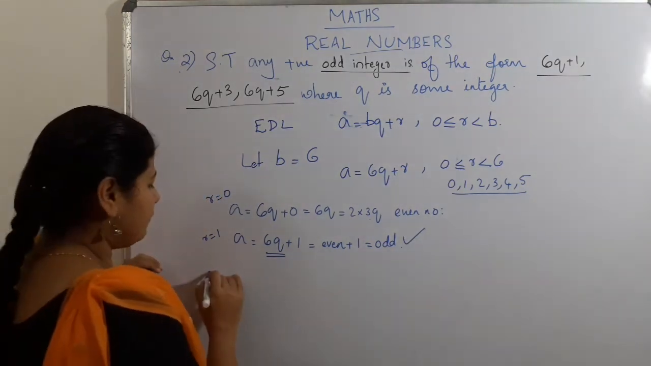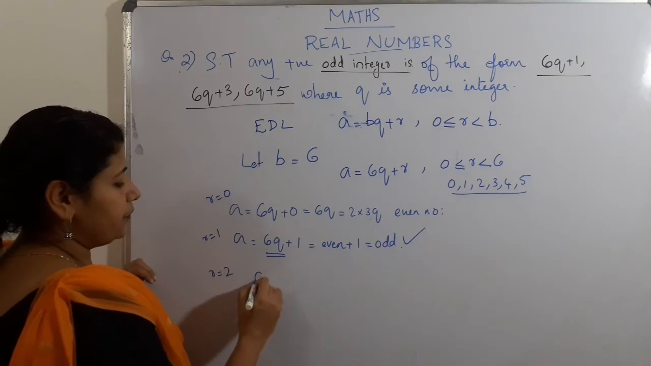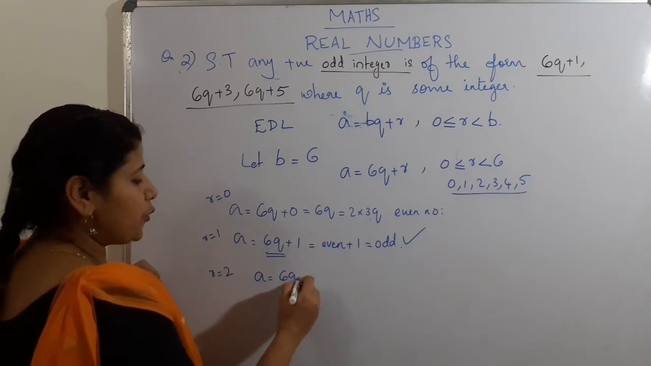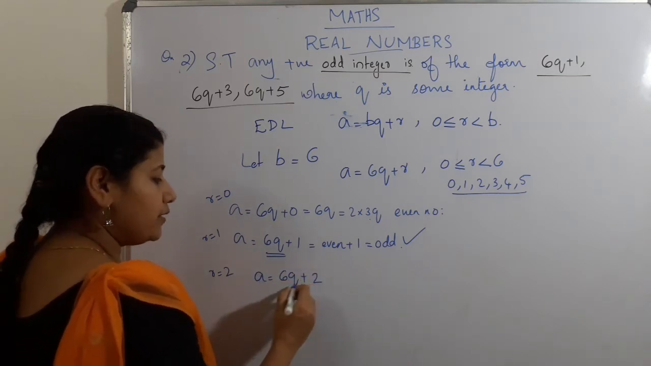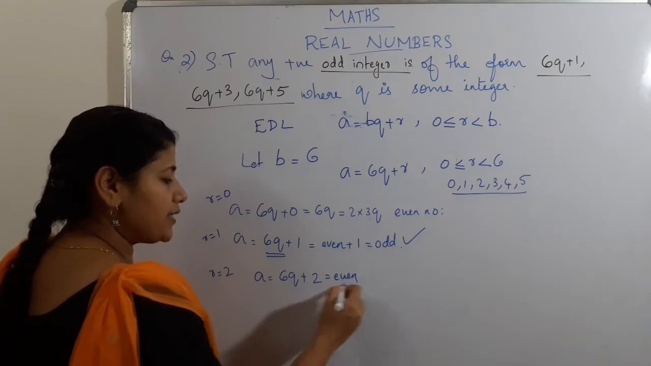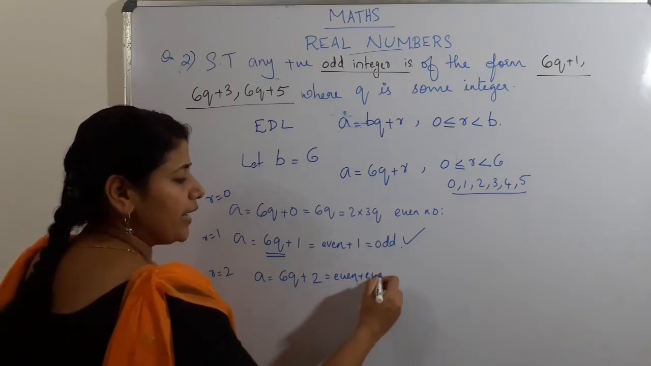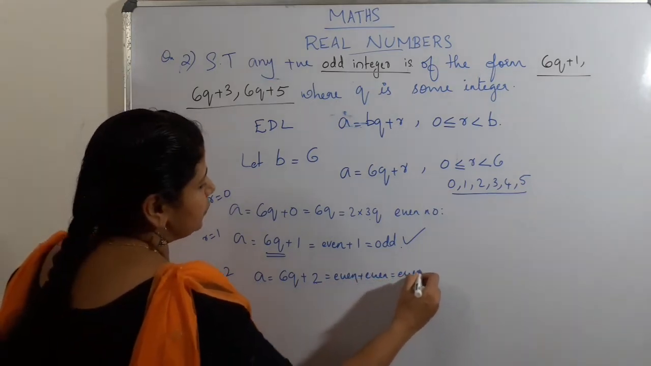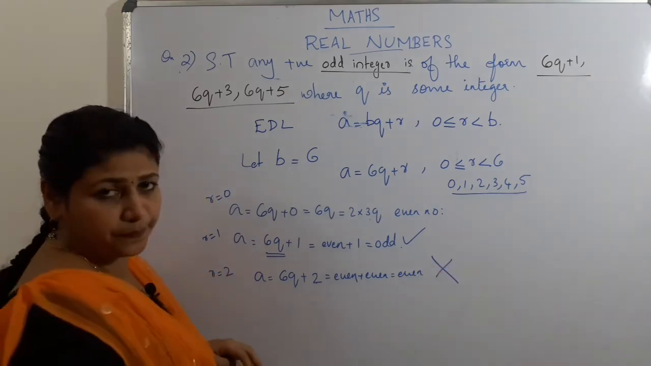Then next, we will take r equal to 2. Then a will be 6q plus 2. This is an even number. 6q is even and 2 is also even. Again, we will get an even. So this is not possible.